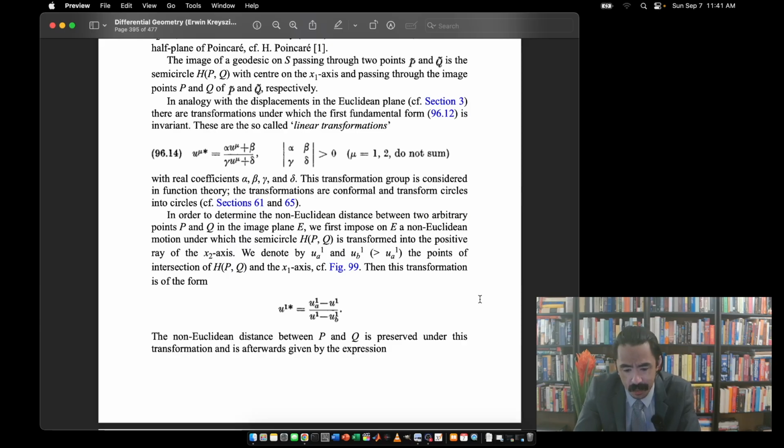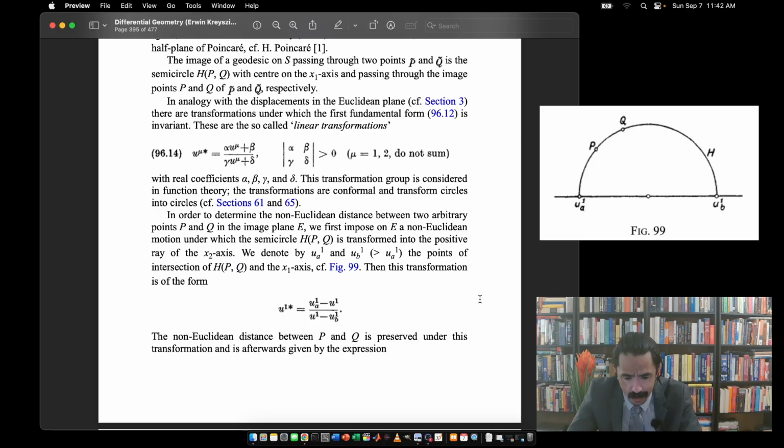In order to determine the non-Euclidean distance between two arbitrary points P and Q in the image plane capital E, we first impose on the image plane capital E a non-Euclidean motion under which the semicircle given by capital H in terms of P and Q is transformed into the positive ray of the x2 axis. We denote by u sub a superscript 1 and u sub b superscript 1, where u sub b superscript 1 is greater than u sub a superscript 1, the points of intersection of the semicircle H and the x1 axis, for which refer to figure 99 on the next page.